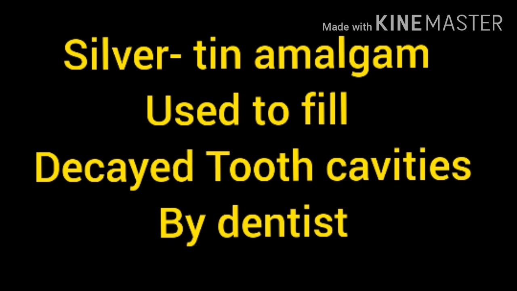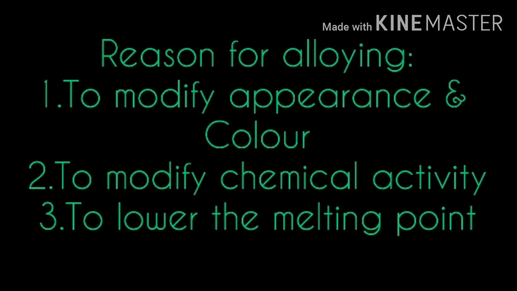Okay. What is the reason for alloying? Why should we make alloys? There are 5 major reasons for making alloys. First one is to modify appearance and colors. Some metals do not have a good appearance and the color is also not what we want. So if we mix two or more metals or non-metals with it, the color will change and its appearance will also change. That's the first reason for alloying.